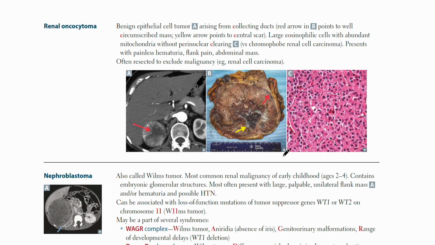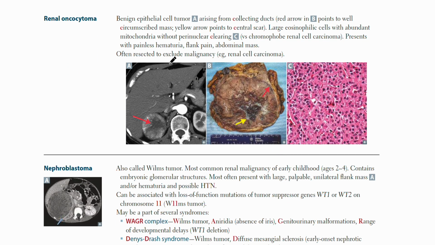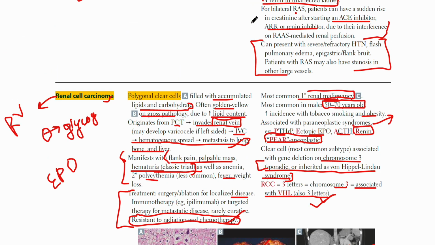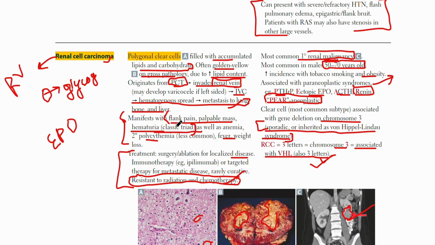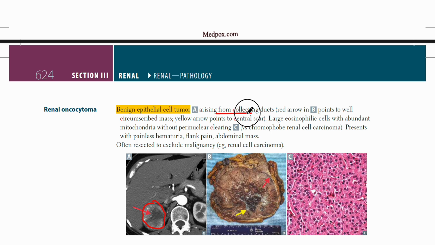And now we will talk about renal oncocytoma. It is a benign epithelial cell tumor. What is the difference between a benign tumor and a malignant tumor? We have talked about it in our general principles of neoplasia, right? The classic difference is that the benign tumor is not infiltrative in nature and has a clearly demarcated border. Renal oncocytoma arises from the collecting ducts, that is CD, right? Renal cell carcinoma arises from the proximal convoluted tubule, that is PCT, but renal oncocytoma arises from the collecting ducts.